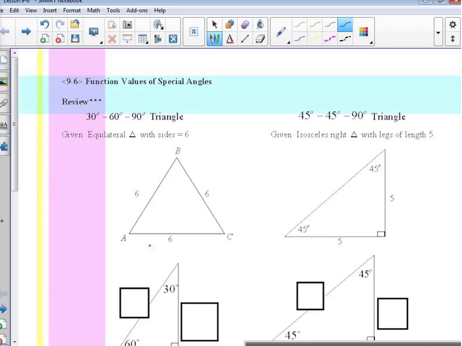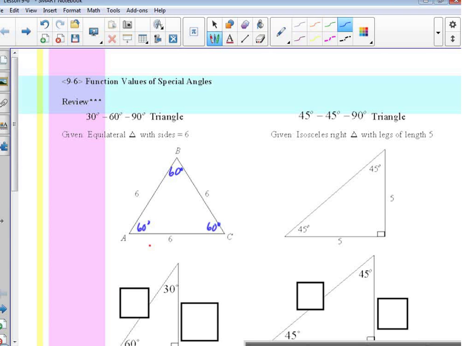Today we're going to be talking about section 9.6, function values of special angles. So to start off, let's do a little review of this 30, 60, 90 triangle. Remember way back when, I think we had different side lengths, but this time we're using 6, 6, 6 on the equilateral triangle.